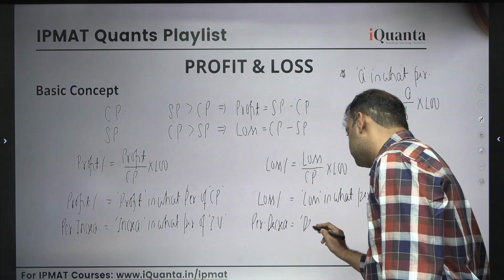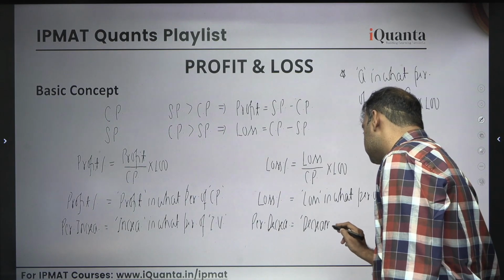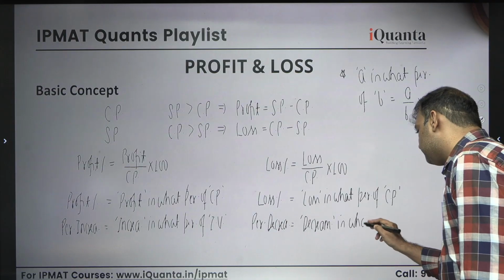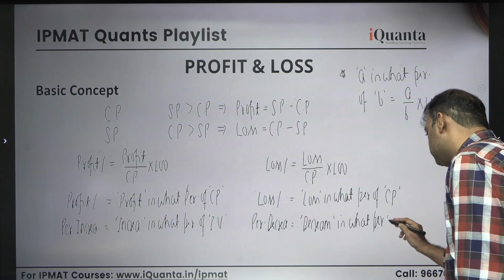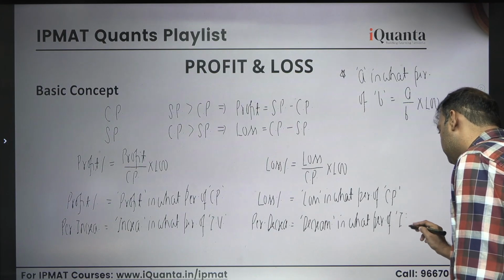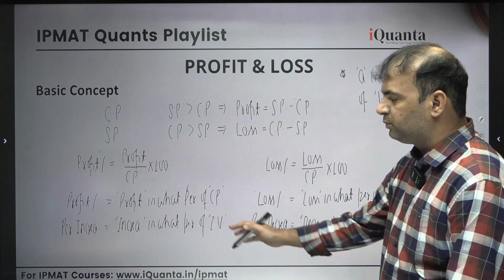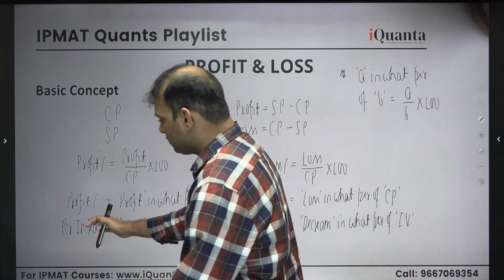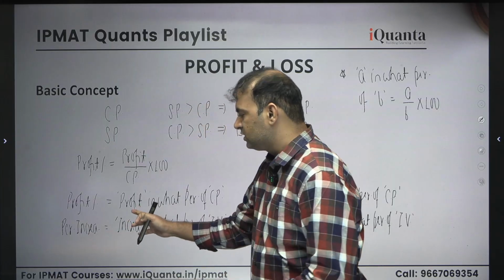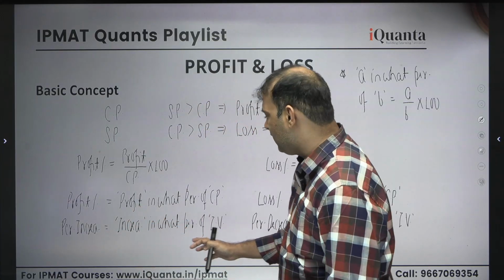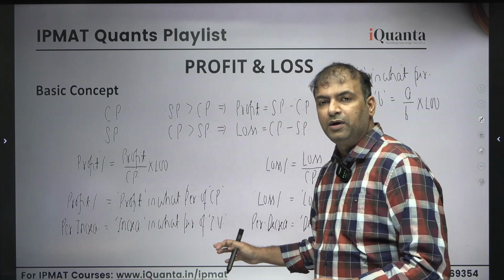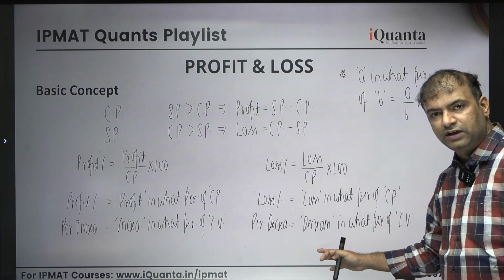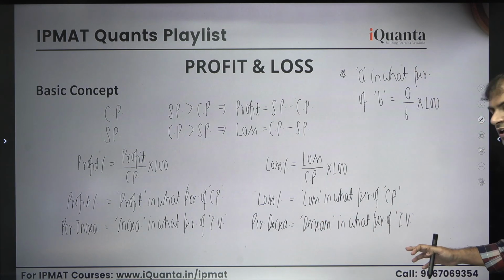Let me write it here. The amount of decrement is what percentage of the initial value. All right. Now, if we compare the formula of profit and loss percent with the formula of percentage increase and decrease, we can say, guys, profit percent is percentage increase. Profit becomes the amount of increment and cost price becomes the initial value. Similarly, in loss percentage, the loss becomes the amount of decrement and the cost price again becomes the initial value.